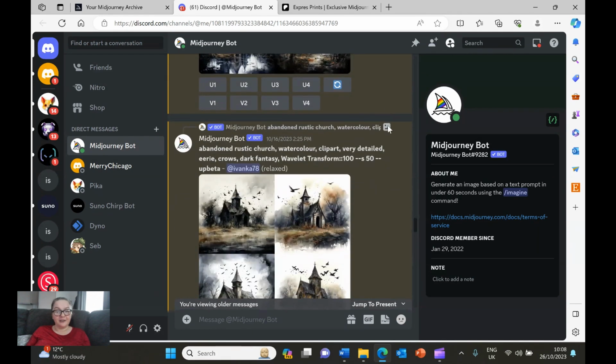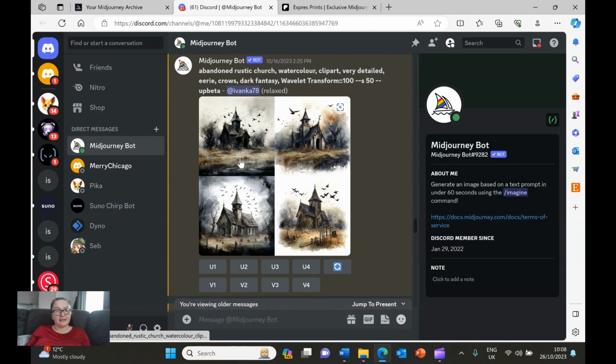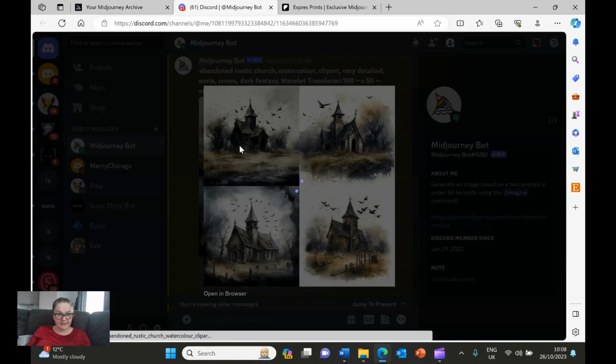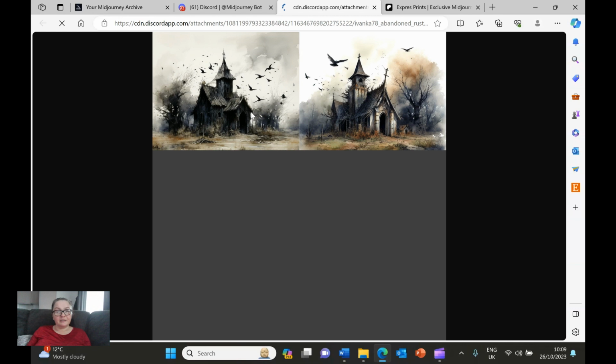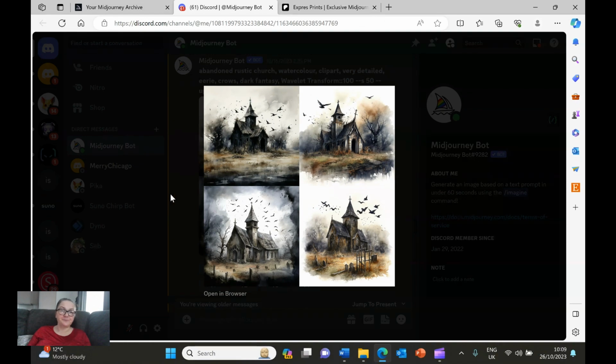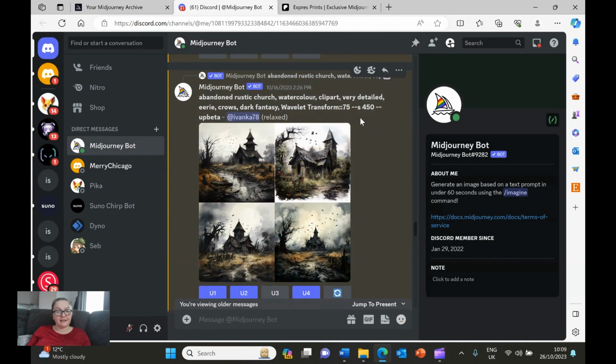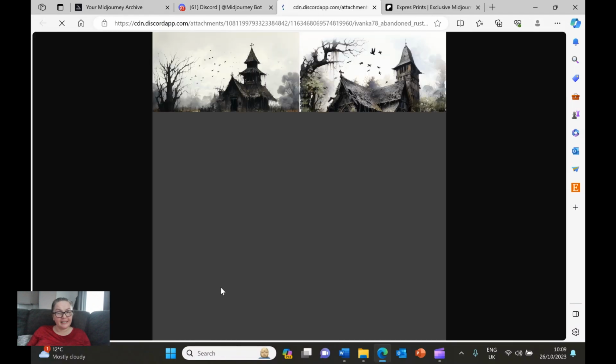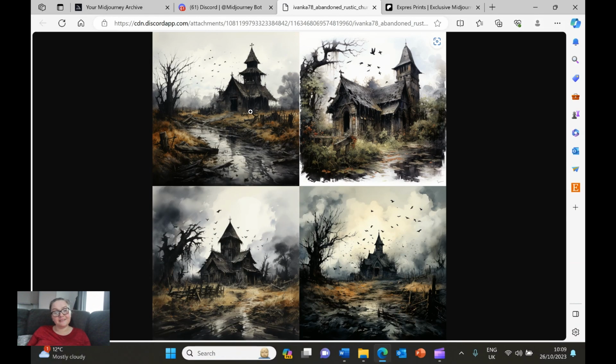Okay, what did I do next? Let's have a look. So in this experiment I lowered the stylize to 50. So I really removed a lot of power from Midjourney to beautify my images, so they are a little bit darker and eerier. What did I do next? Okay, so next I have 75 and 450. Again, just gorgeous. I really love them.